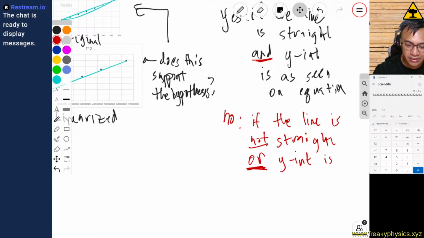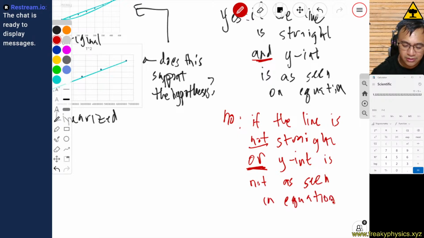In other words, if it has a y-intercept but it says it's 0 on the graph, or the other way around. If your equation says there must not be a y-intercept, but the graph says there is, it's not as seen in equation.